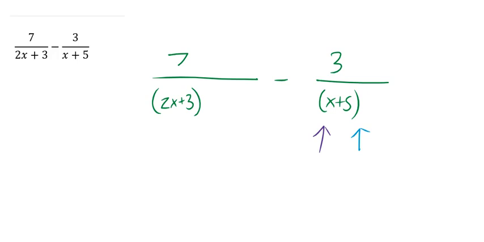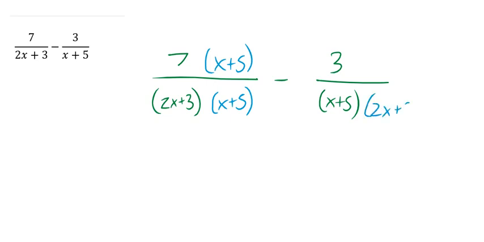So I'm going to put an x plus 5 in the top and bottom of my first fraction. That way there's an x plus 5 in both denominators. And I'll put a 2x plus 3 in the top and bottom of my second fraction. That way there's a 2x plus 3 in the denominator of both. Now both denominators are the same.